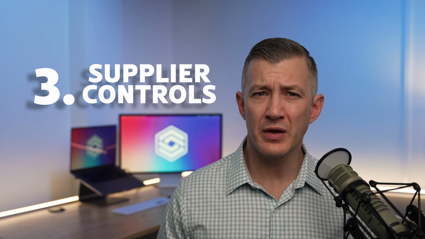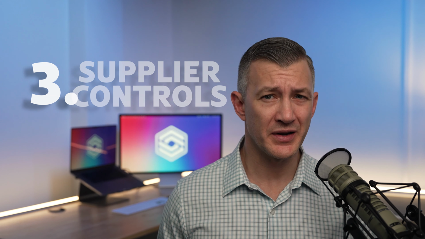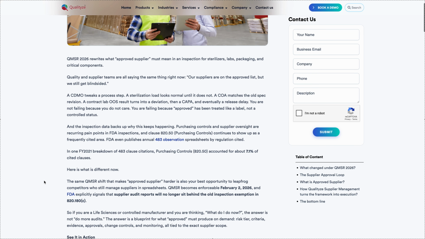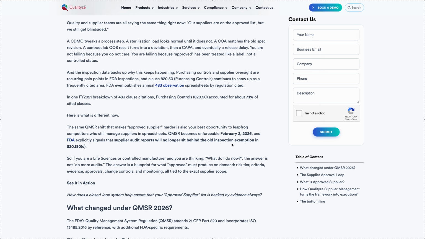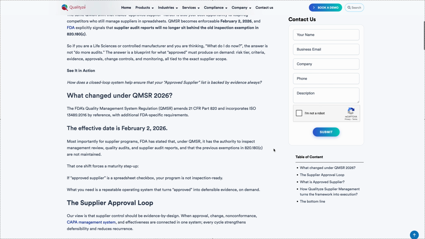The last change is supplier controls. Before you could get by with only approved supplier lists and incoming inspections. That's not going to cut it anymore. The QMSR follows ISO 13485 here, which requires risk-based supplier evaluation. This means you need to assess the risk of the purchased product, what happens if the supplier fails, and how that impacts your device and your compliance.